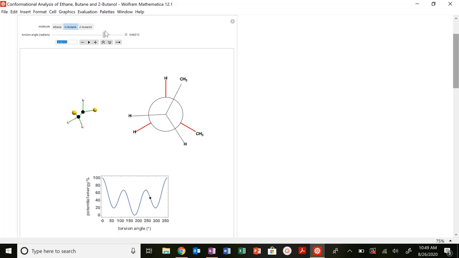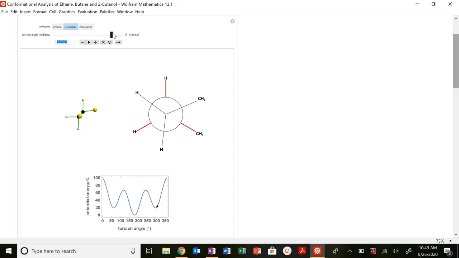This is the eclipsed one, where they're still closer together. They're not in our lower energy state. And then here is that gauche plus, gauche minus. That might be a new term for you to hear. But there's still some distance, and they're farther apart than in that other conformation. So that's what rotational isomeric states are.